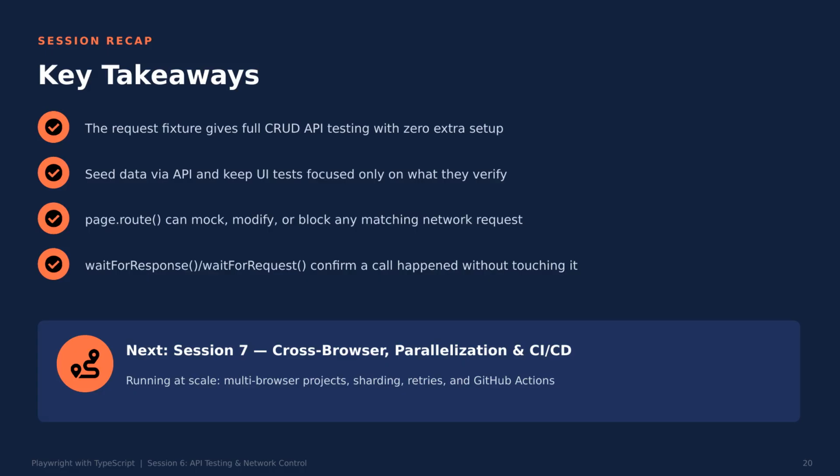Next time, session 7: cross-browser, parallelization, and CI/CD. We'll configure multi-browser and mobile projects, run things in parallel with workers and sharding, handle retries and flaky tests properly, and wire everything into an actual CI pipeline with GitHub Actions. That's where your suite goes from running on your laptop to running at scale automatically on every single commit.